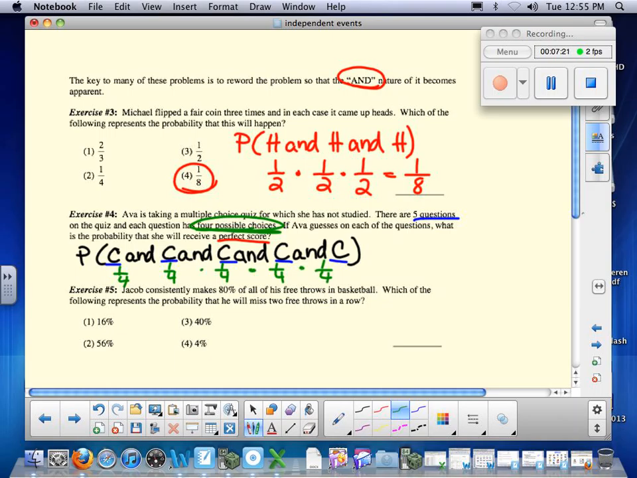And we are multiplying. So would it be 1 out of 1,024? 1,024. So there's definitely good odds that she's... Very bad odds. Please don't bet on Ava getting a 100.